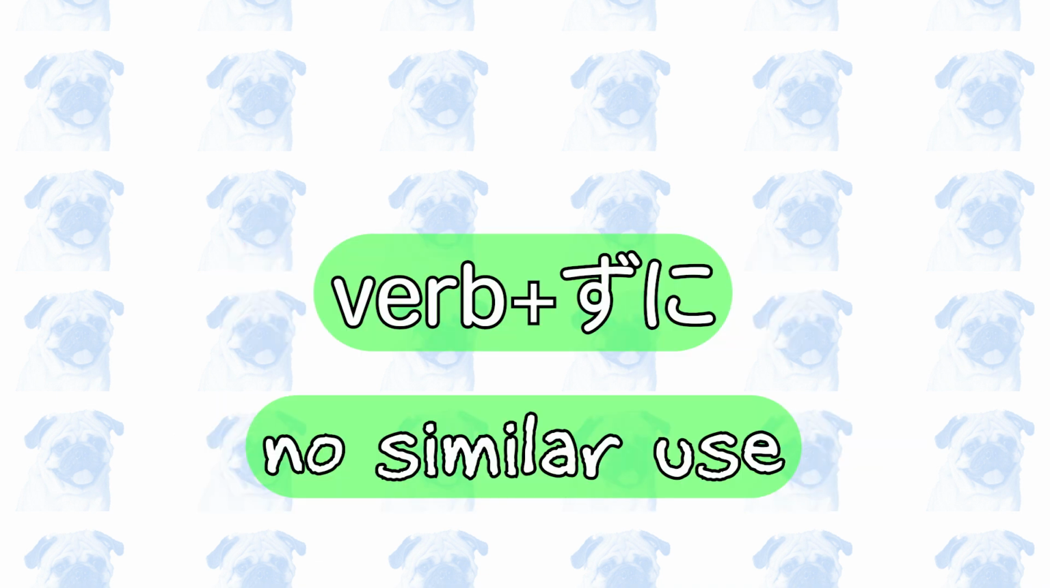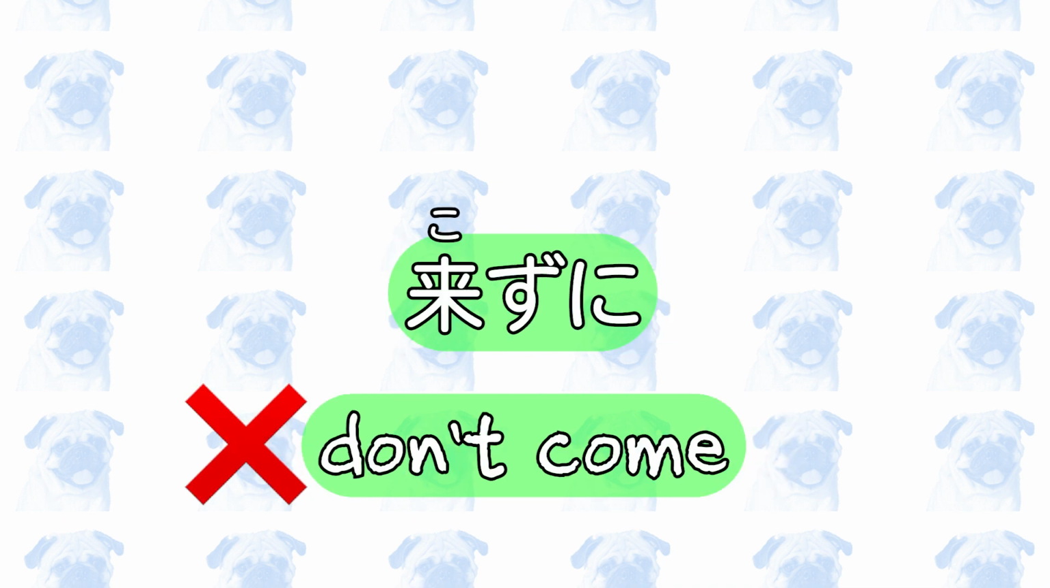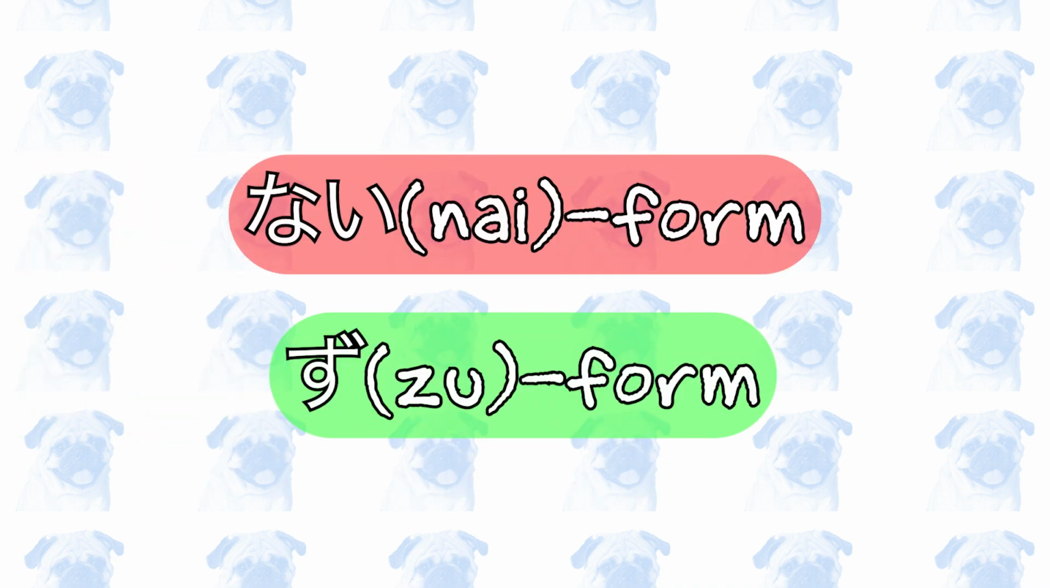ずに cannot be used in this way. Therefore, you cannot say something like 来ずに to say don't come. There are many other expressions that feature the nai form and the zu form, so I'll make more videos in the future, especially because you haven't even seen the full conjugation of zu yet. Zu undergoes some crazy transformations when conjugated, so stay tuned.